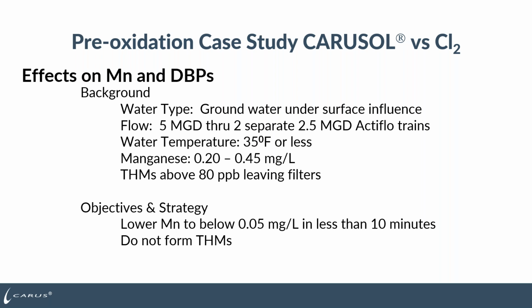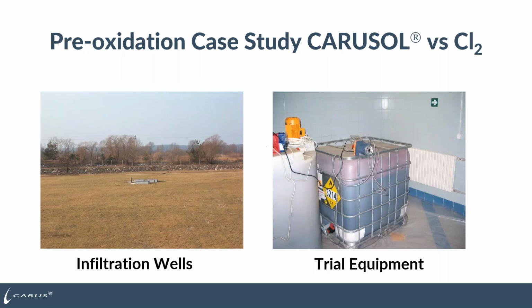What they were seeing was they had manganese that would vary based on the surface influence. And they also had THMs above 80 because they initially started the plant up with free chlorine at the front of the plant, and they were hammering it with free chlorine to try to get the manganese to oxidize, but it was reacting with all the organics to form tons and tons of THMs. So they wanted to lower the manganese to below 0.05 in less than 10 minutes, and they wanted to not form THMs in the front part of the process.